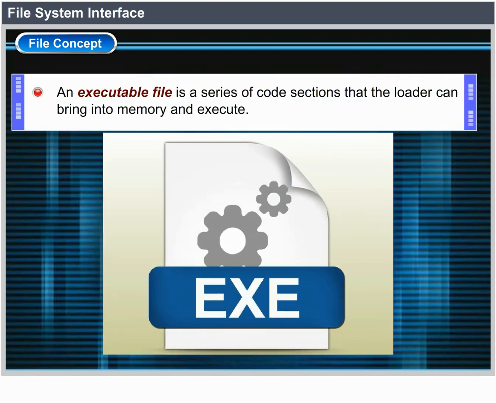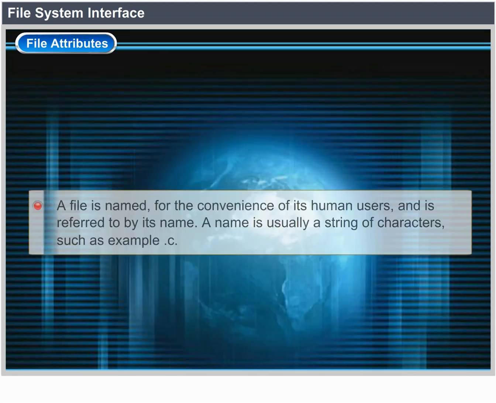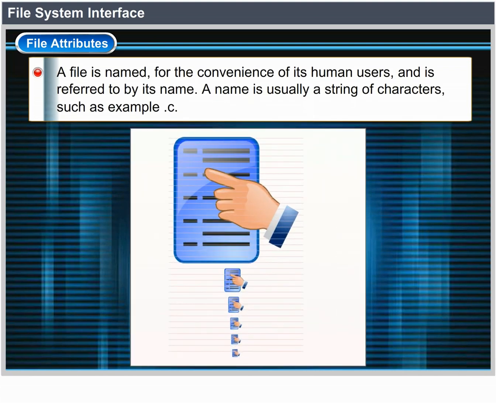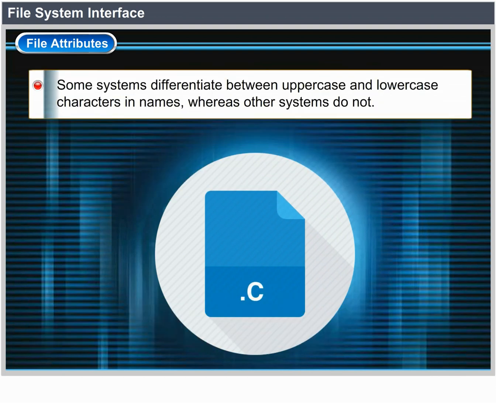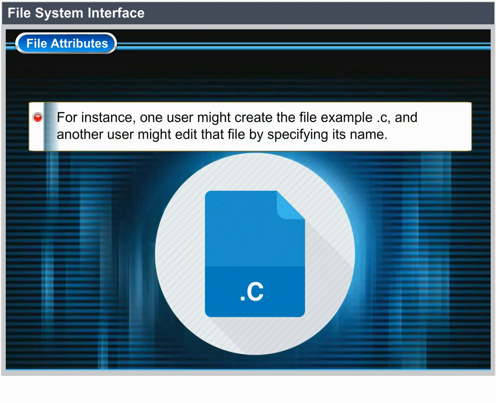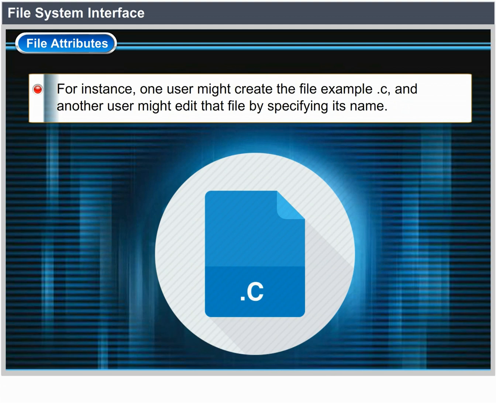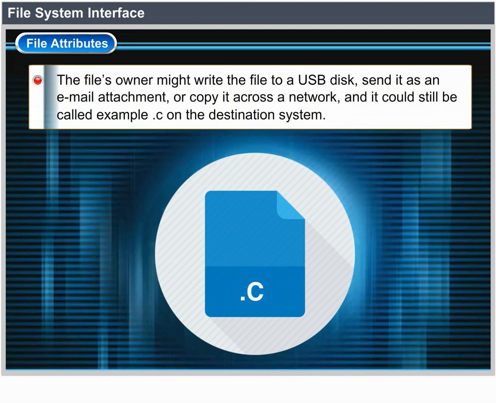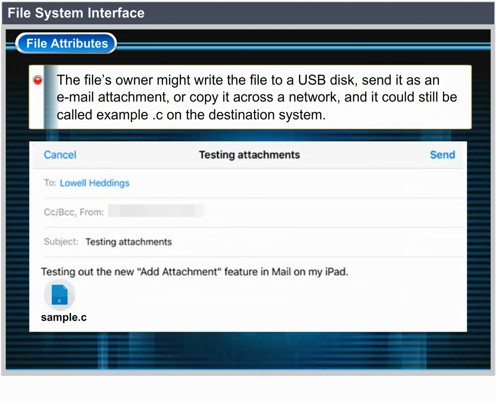File attributes. A file is named for the convenience of its human users and is referred to by its name. A name is usually a string of characters such as example.c. Some systems differentiate between uppercase and lowercase characters in names, whereas other systems do not. When a file is named, it becomes independent of the process, the user, and even the system that created it. For instance, one user might create the file example.c and another user might edit that file by specifying its name. The file's owner might write the file to a USB disk, send it as an email attachment, or copy it across a network, and it could still be called example.c on the destination system.